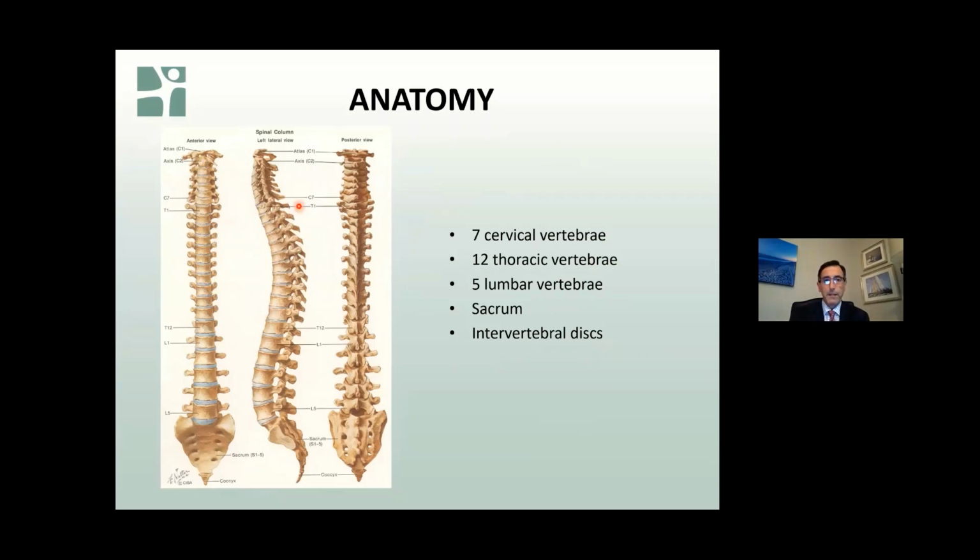In terms of spinal anatomy, this is the entire spine here. You have a front view, a side view, and a back view. There are 7 cervical vertebrae, 12 thoracic vertebrae, the mid-back, and 5 lumbar vertebrae, and the sacrum, which is essentially the tailbone and the base of the spine and part of your pelvis. Each vertebra is one of the individual bones in the spine, and between each 2 vertebrae there is a cartilage disc at each level.